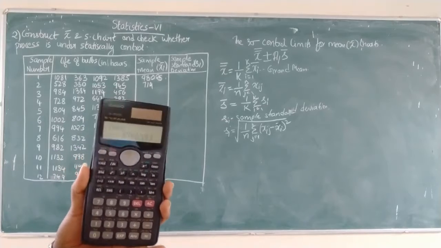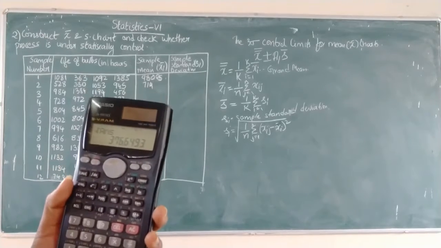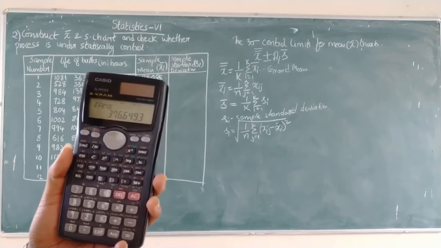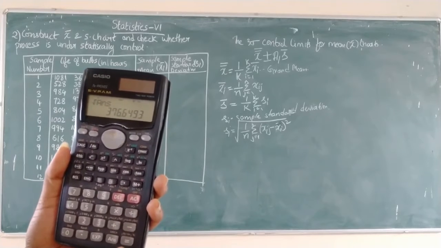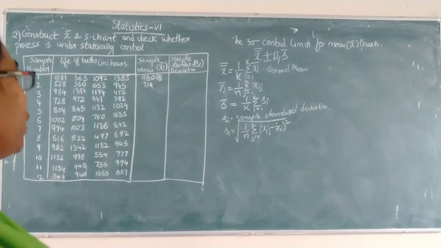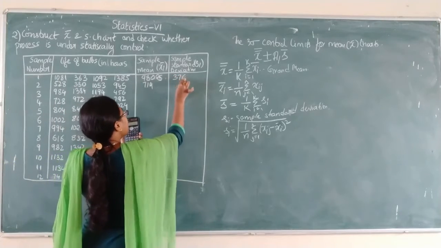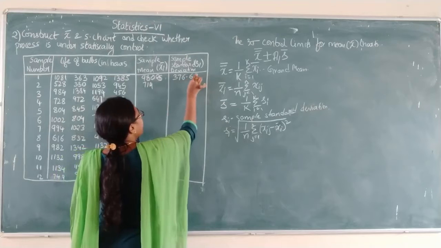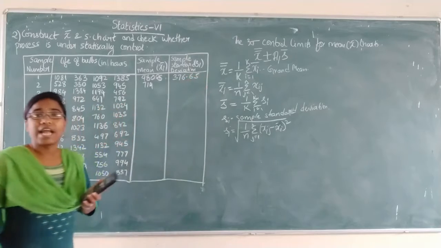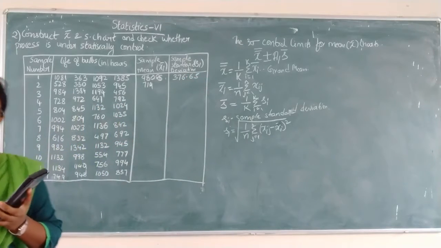376.64. So this is the standard deviation for the first sample. I am rounding it off to two decimal places, so I will get 376.65. So this is the standard deviation for the first sample.